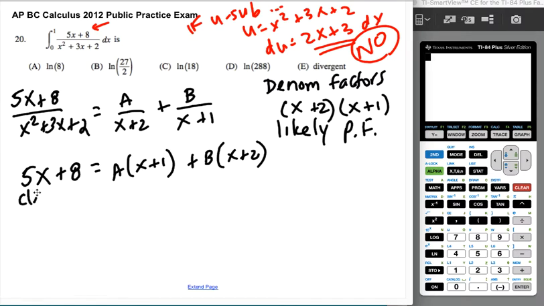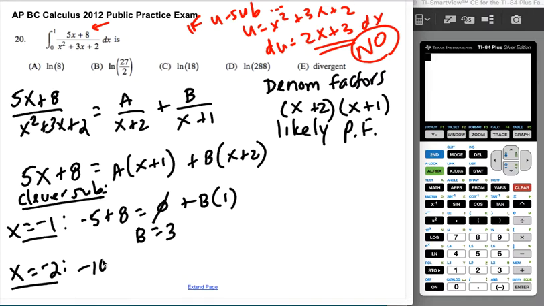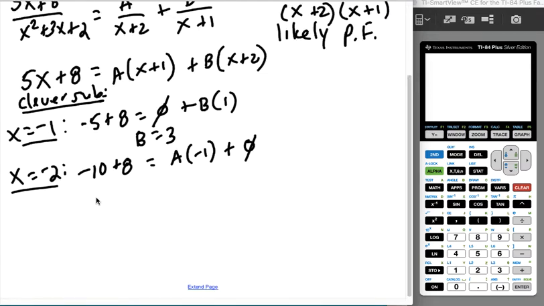I'm going to use some clever substitution to knock out some terms. If I plug in -1, I get -5 plus 8 on this side. The a term is knocked out entirely, and I get b times 1, so it seems that b is 3. If I plug in x as -2, that's going to knock out the other term. So that'll be -10 plus 8. On the other side, I get a times -1, and then that term is knocked out. So I get -2 is my negative a, so a must be 2.